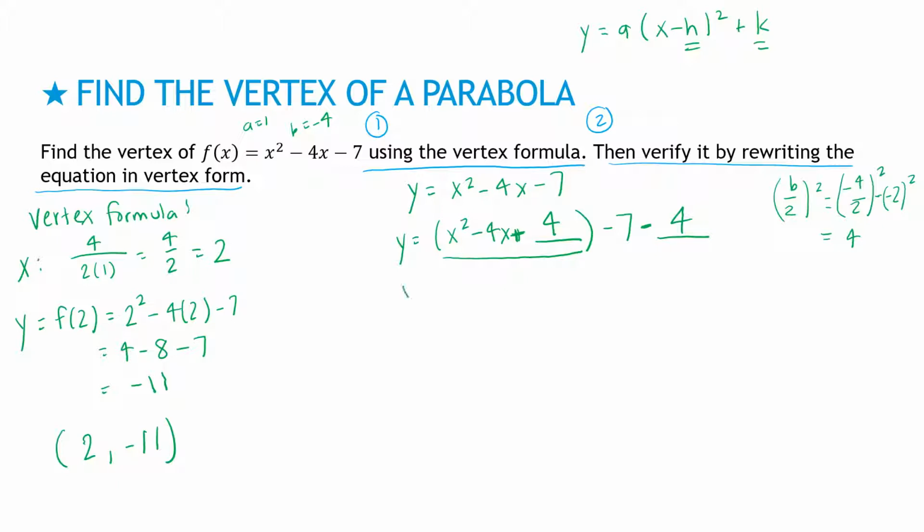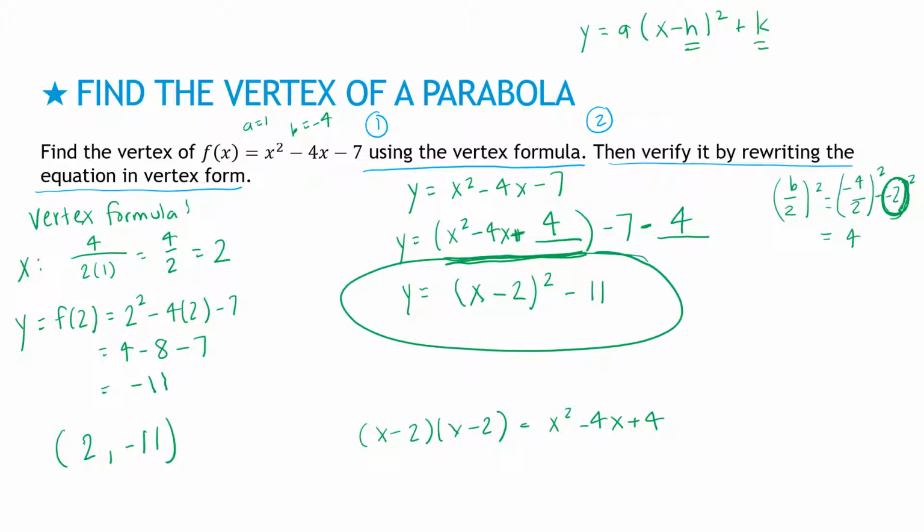Essentially what I've done is I've created x minus 2, coming from right there, quantity squared. And what that means is if I took x minus 2 times x minus 2, I would get x squared minus 4x plus 4 when I FOILed it back out, which is exactly what I have here. So it's called factoring. We have minus 7 and minus 4, which is minus 11. And this is my equation in vertex form. And we can tell from this that positive 2, negative 11 would be my vertex.